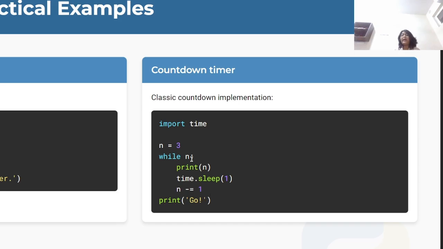Countdown timers, where n is 3 and you need to keep going till 1, 0. The countdowns which we see on New Year, those types of countdown implementations also use while loop.